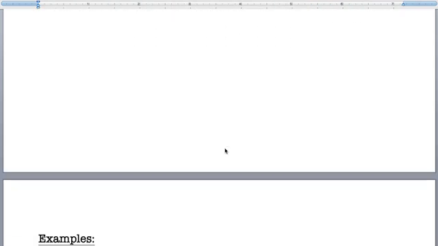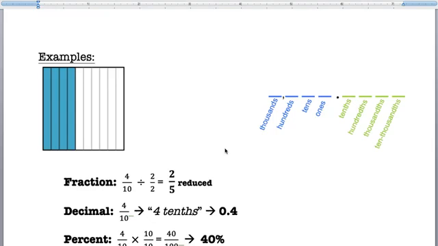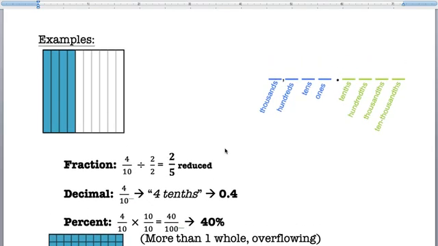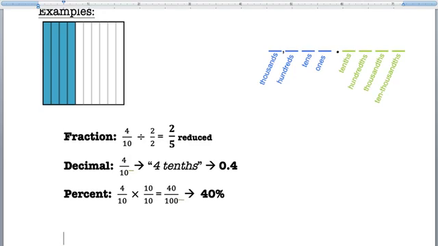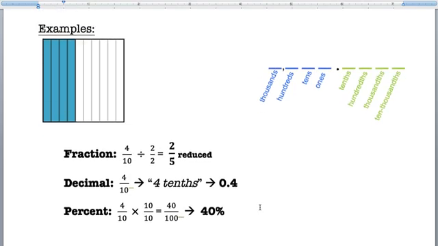Let's look at an example. Somebody might ask you to take a look at this picture, this tape diagram, if you will, and change it into a fraction, decimal, or percent. So to change it into a fraction, remember that fractions can have any denominator. Any number can be on the bottom. It is the part out of the whole.